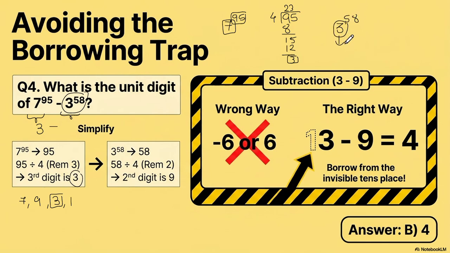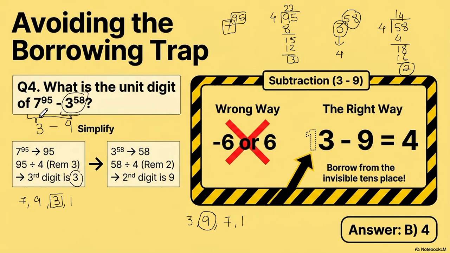So 3 also has cyclicity 4. If we divide the power, which is 58, by 4: 4 ones are 4, 1 remains, 18, 4 fours are 16, so the remainder is 2. So what is the cycle of 3? The cycle of 3 is 3, after that 3 3s are 9, 9 3s are 27, so the last digit is 7, and 7 3s are 21, so the last digit is 1. We want remainder 2, which means the second digit, that is 9. So the unit digit of the second number is 9.